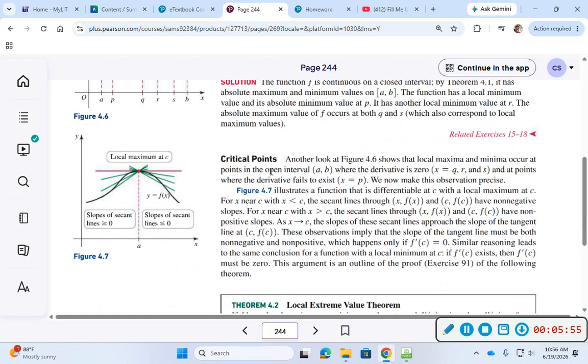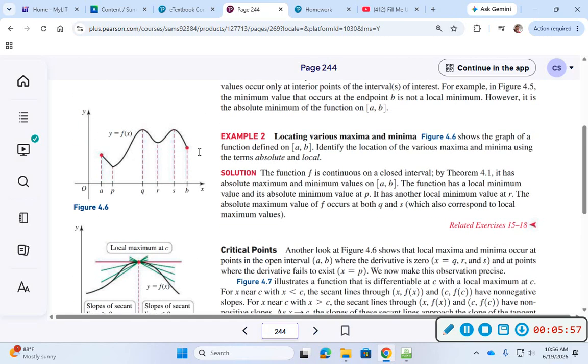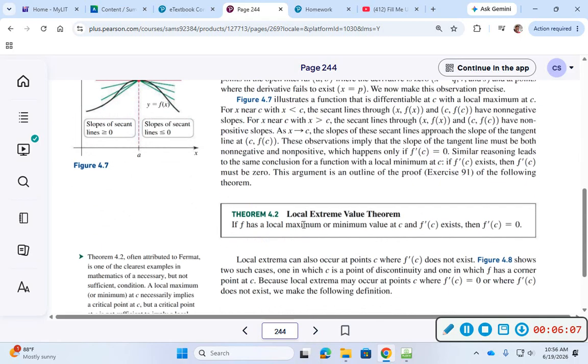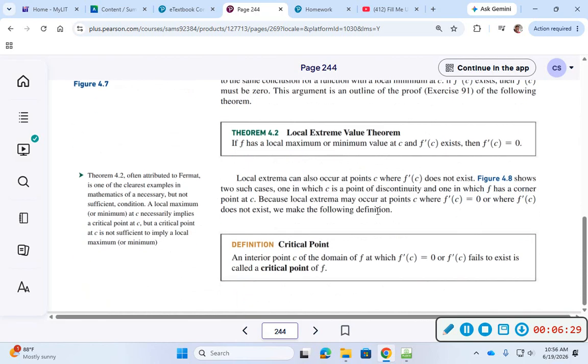Some we will have to calculate. So sometimes you'll be given a graph, and some you'll have to calculate. So it talks about critical points when you're trying to find the extreme maximum or minimum, or local maximum or minimum. And so the local extreme value theorem says if it has a maximum or minimum value at c, then the derivative at that value exists, and the derivative is equal to 0. So we'll take the derivative of the function, set it equal to 0, and that will give us critical points to determine if it is either a maximum or minimum.